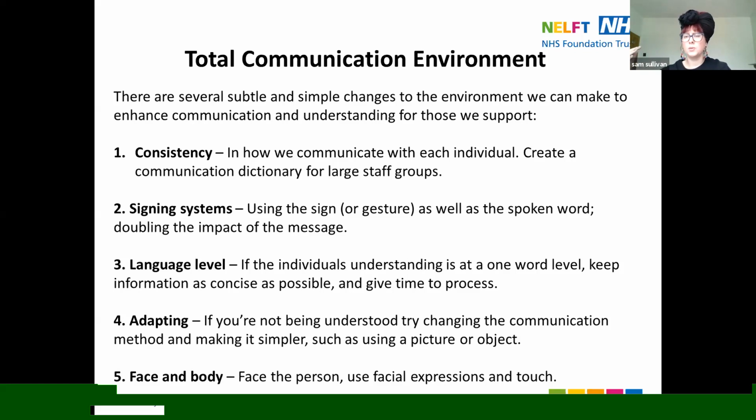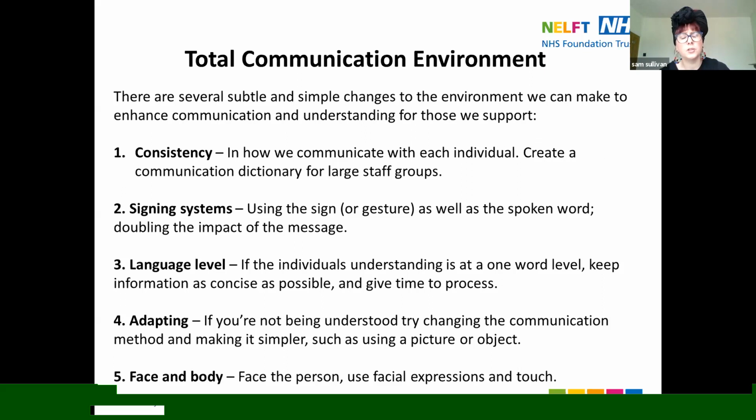What we don't want is one member of staff or family member using the communication aids and another one not. We want to make sure there's consistency across everyone that's supporting the individuals. If you've got large staff teams, then you might need to create a communication dictionary, communication passport, that type of thing that can be shared across the support networks so that everybody is up to date and informed of how best to communicate with who you're supporting. As we said about signing systems, using the sign or gesture as well as the spoken word can double the impact of the message.